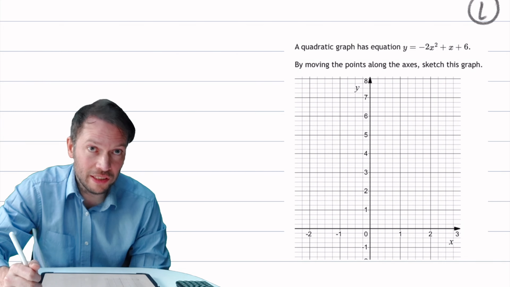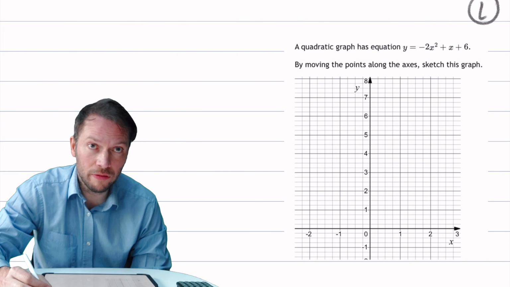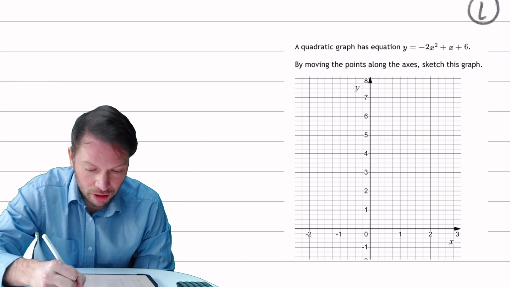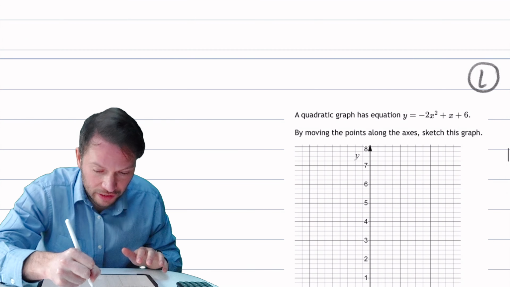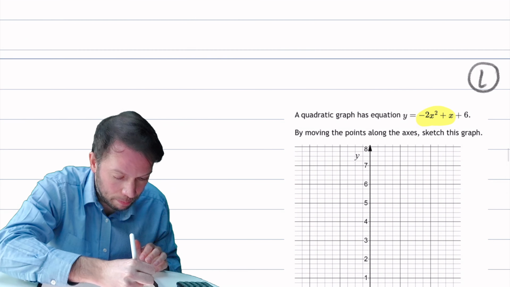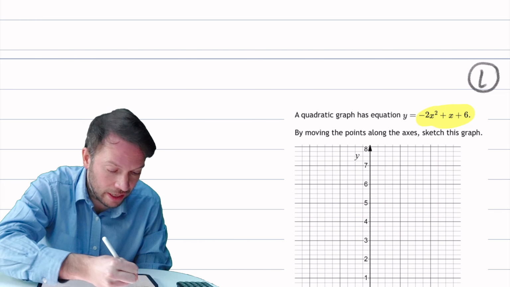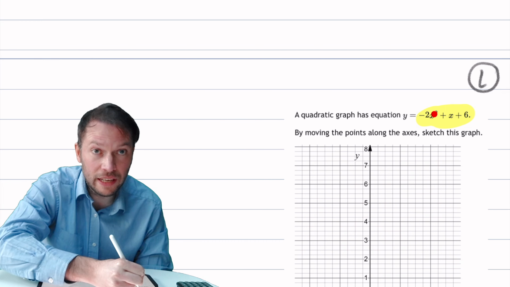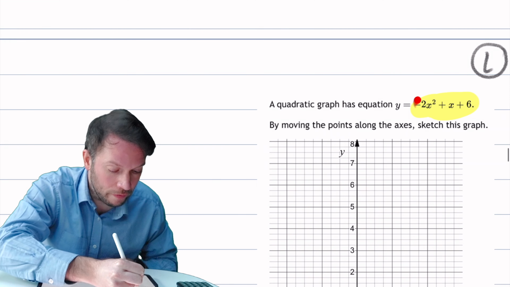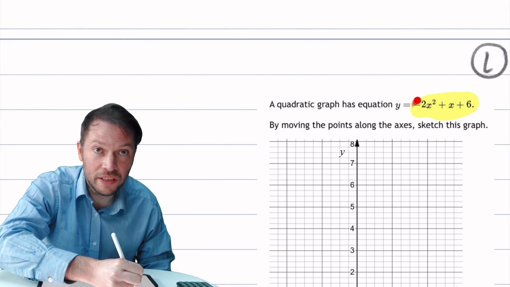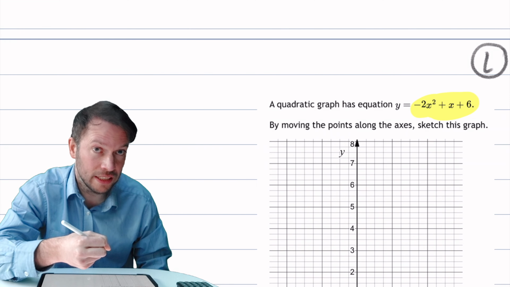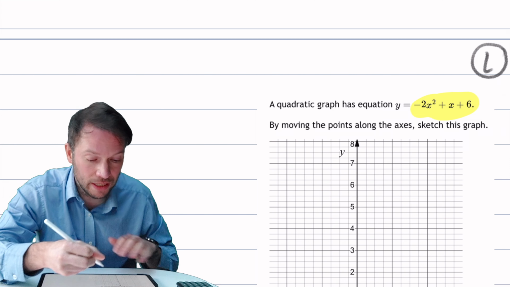Hi, in this video we're going to sketch a negative quadratic graph. What do I mean by a negative quadratic graph? Well, in this expression here, the minus 2x squared plus x plus 6, can you see that the number in front of the x squared term, we call that the coefficient of x squared, we can see that is negative, and that makes this a negative quadratic if the number in front of the x squared is negative.